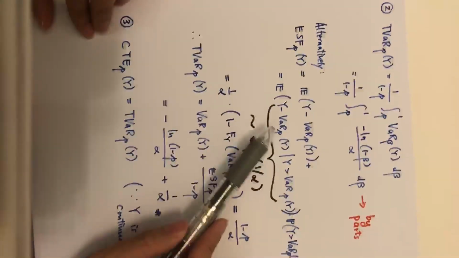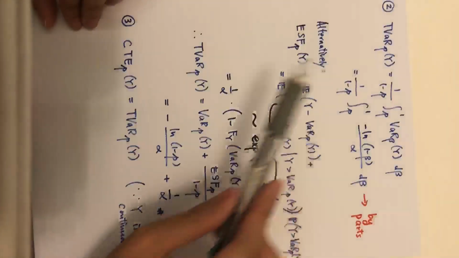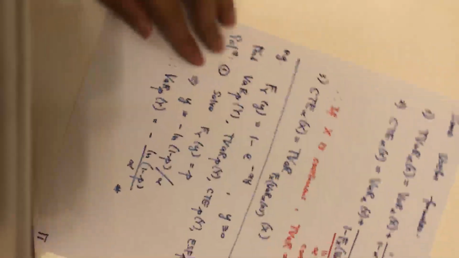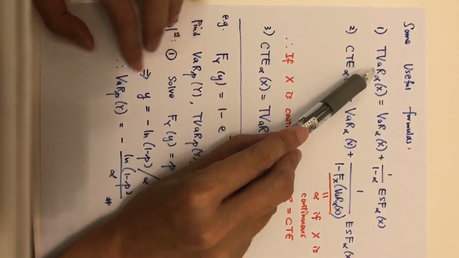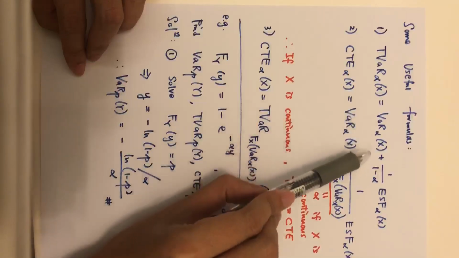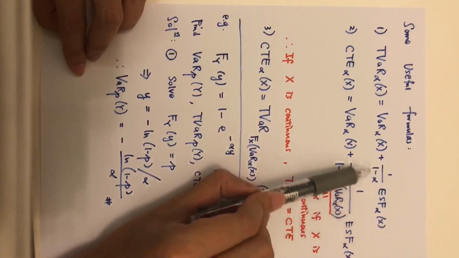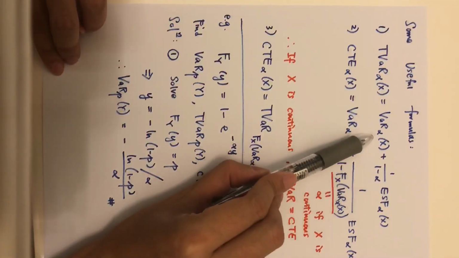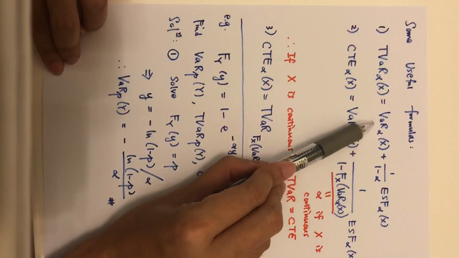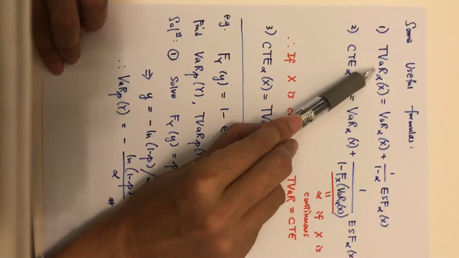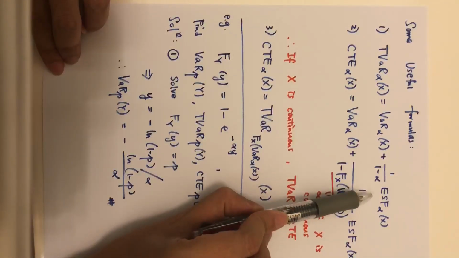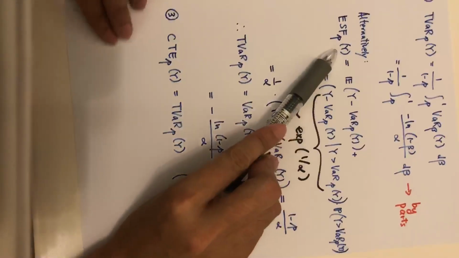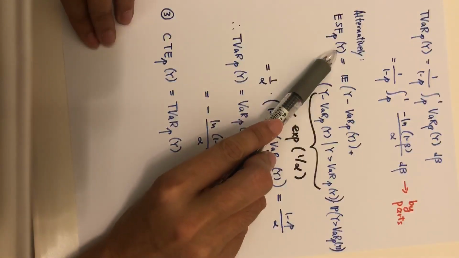Here I give you an alternative way to find the tail value at risk. In this case, we make use of the first equation. TVaR is VaR plus expected shortfall over 1 minus the probability level. We have already derived the formula for value at risk. So in order to find tail value at risk, we need to know the expected shortfall. That's why here I find the expected shortfall of variable Y.